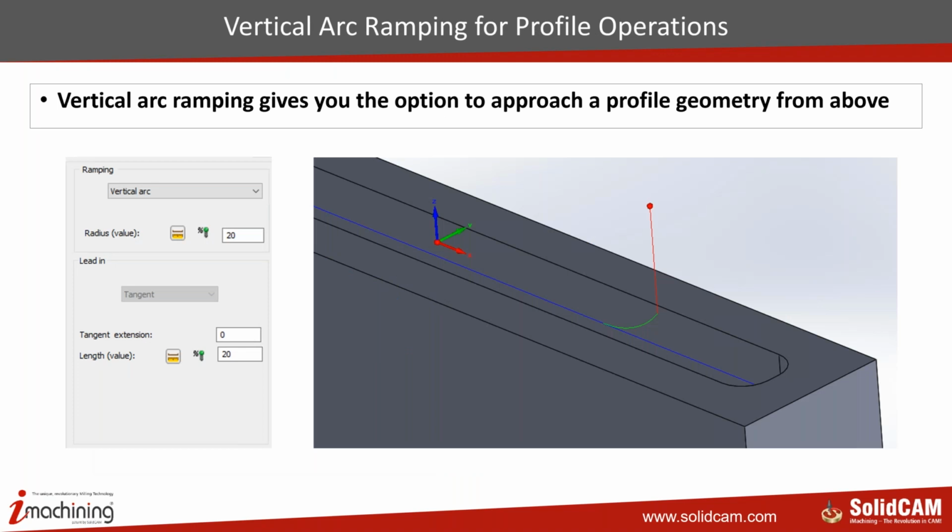Vertical arc ramping is available under profile. This was a new ramping function which was introduced. If you are doing a very small slot where you cannot use helical ramping and you would like to use a vertical arc, you can always use this vertical arc ramp function inside profile milling.